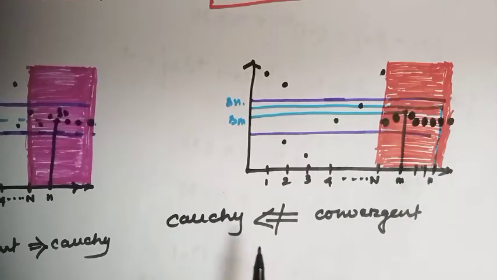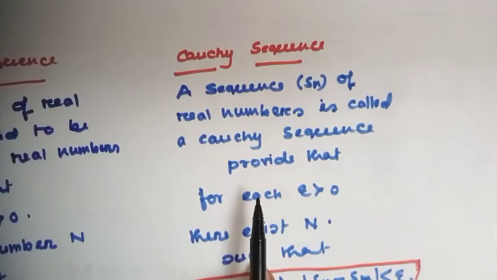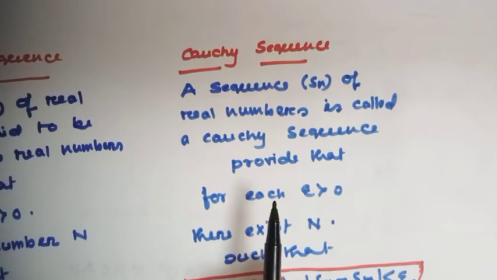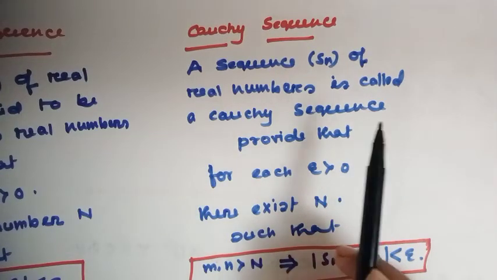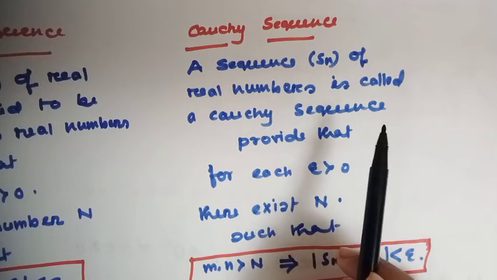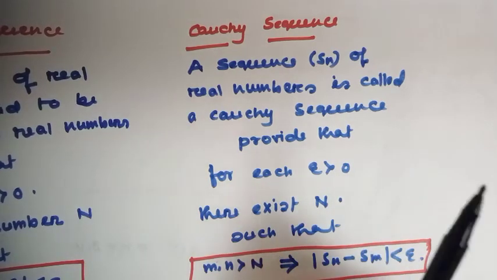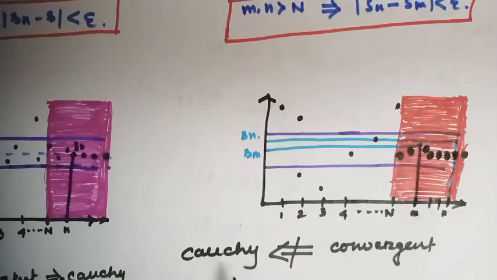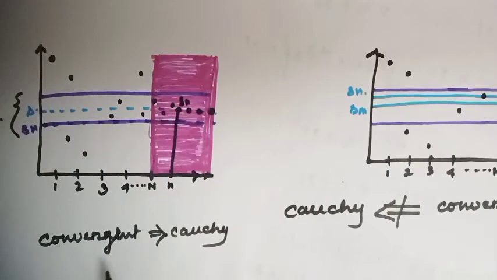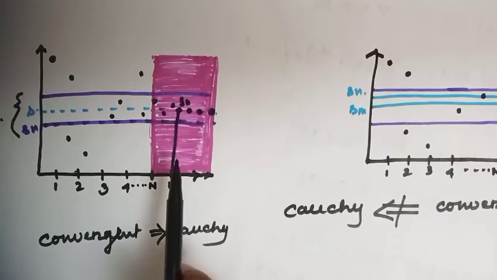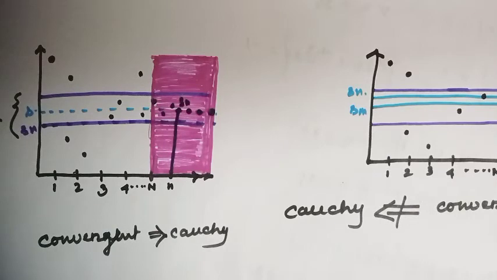Cauchy does not mean the sequence converges, because notice the definition of the Cauchy sequence. In the definition of Cauchy sequence, there is no mention of the limit s. A Cauchy sequence will be convergent in some special cases. It is not always true. Cauchy does not imply the sequence is convergent. But if a sequence is convergent, then it is always Cauchy. Just think why this is. This is very easy, and this is what I want to show today.